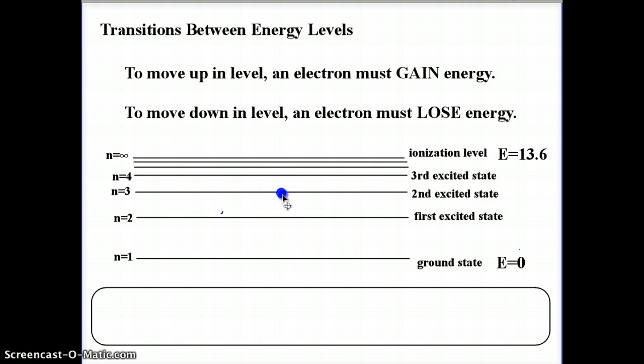Similarly, what if it was up here in this excited state and it wanted to move down? Well, up here it has more energy than it would here. So to go from here down to here, it's got to lose energy. To go up in level, an electron has to gain energy. To go down in level, an electron must lose energy. So the question is, where can we get energy from if we want to go up in level, or how can we get rid of energy if we want to go down in level? And you might want to think about that for just a minute.